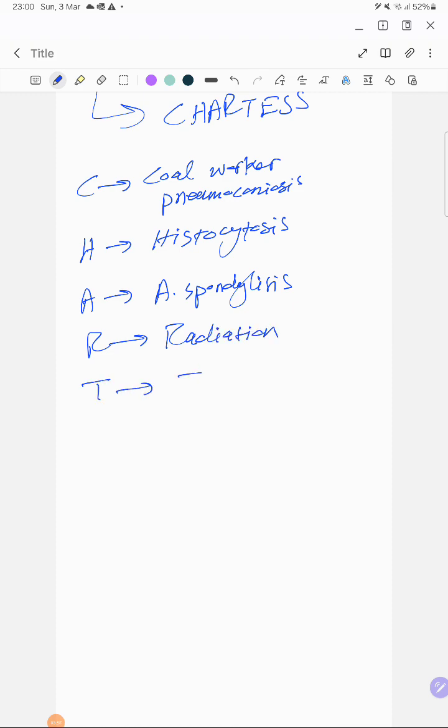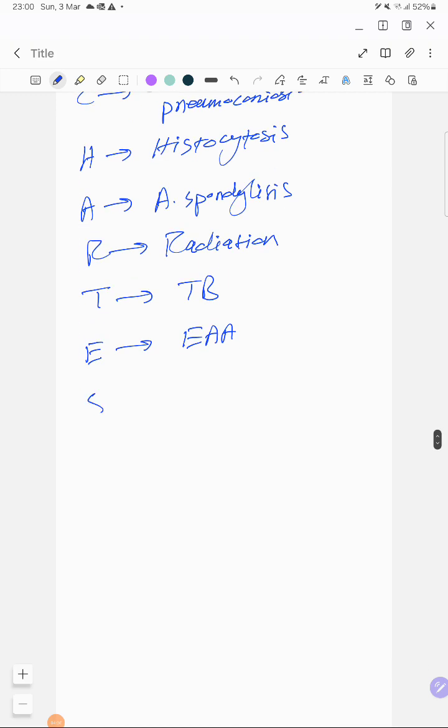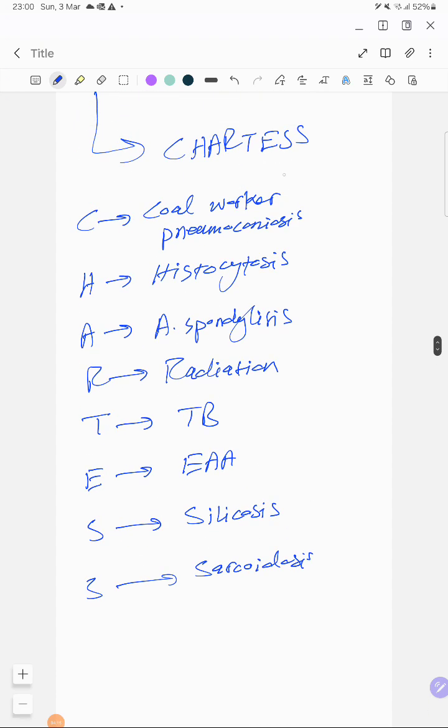T stands for tuberculosis. E stands for extrinsic allergic alveolitis. The first S stands for silicosis. And the last S stands for sarcoidosis. These are the main causes of upper lobe fibrosis.